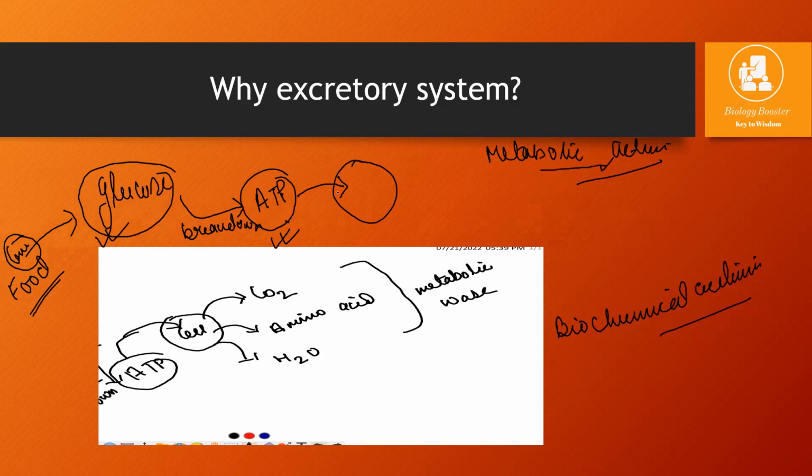When there is a metabolic activity, there should be certain byproducts. Byproduct bhi zaruri hai. That byproduct is carbon dioxide. That byproduct is water. That byproduct is ammonia. So these byproducts are called metabolic waste. These are not required in the body, so they should be discarded.